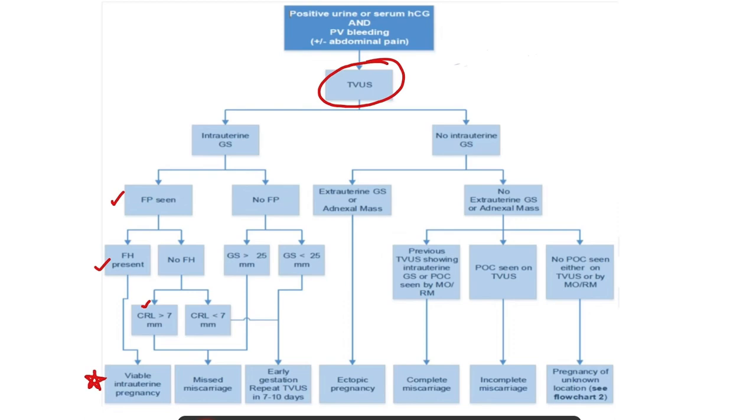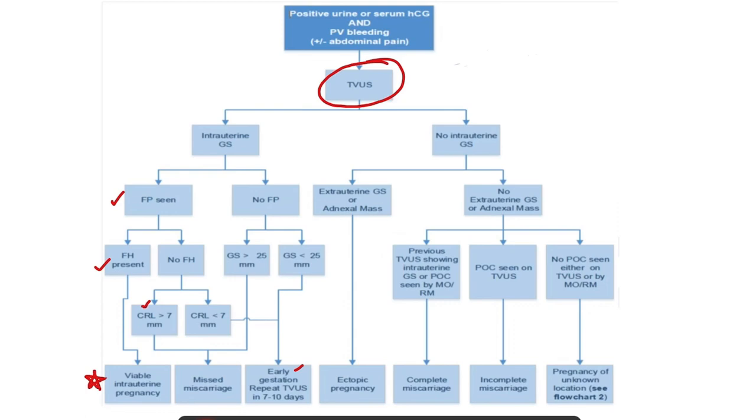If there is no fetal heart rate but the CRL is less than 7 millimeter, then probably it may be a wrong date or pregnancy following delayed ovulation. So we should ask the patient to review after 7 to 10 days for assessing the viability of pregnancy.